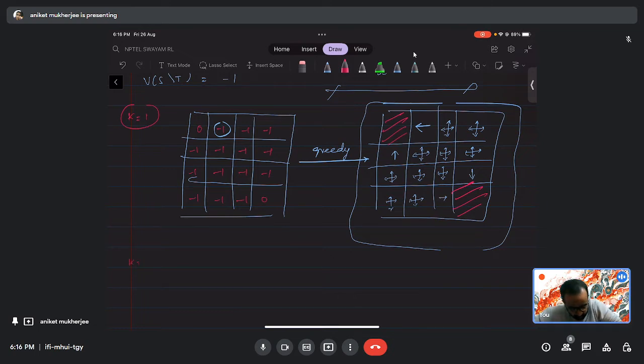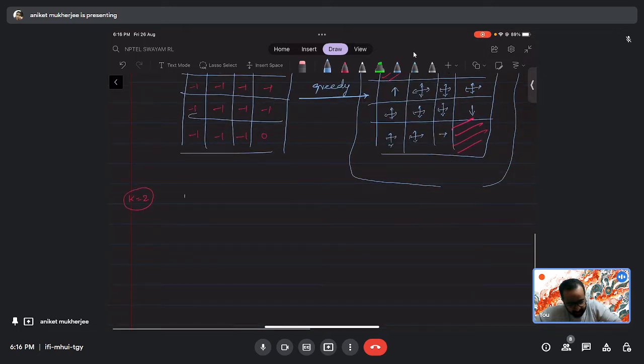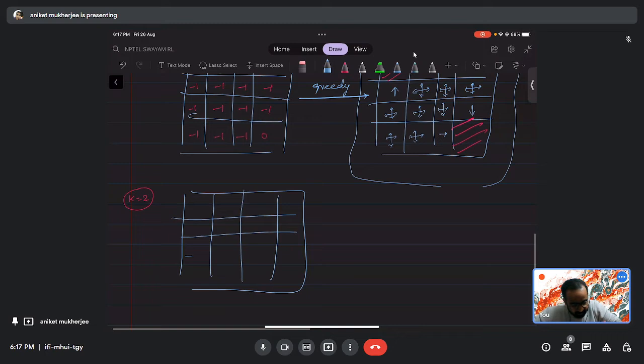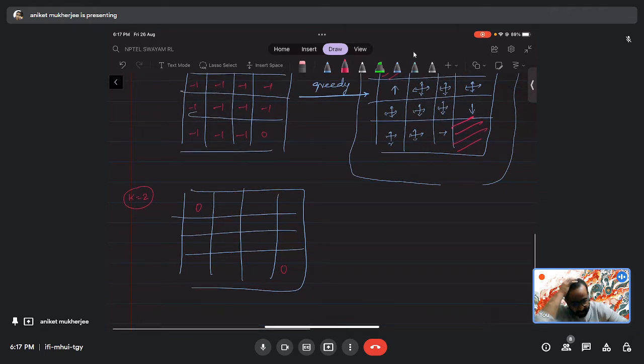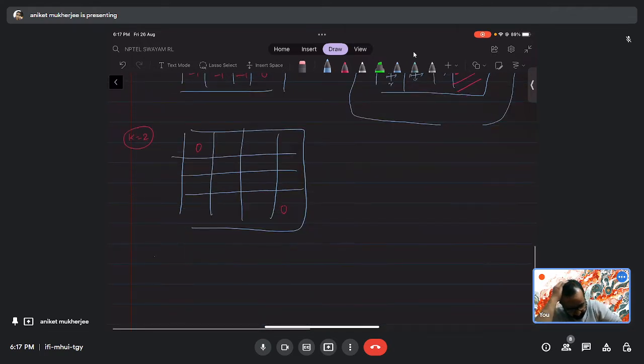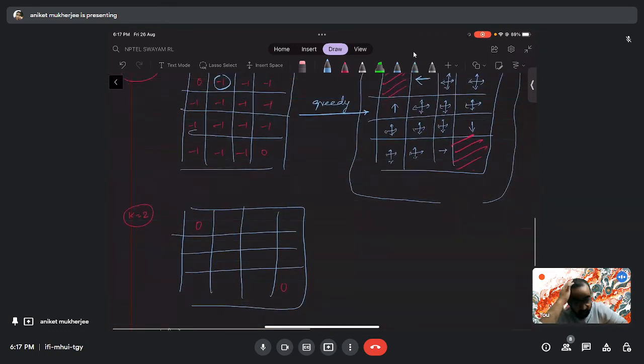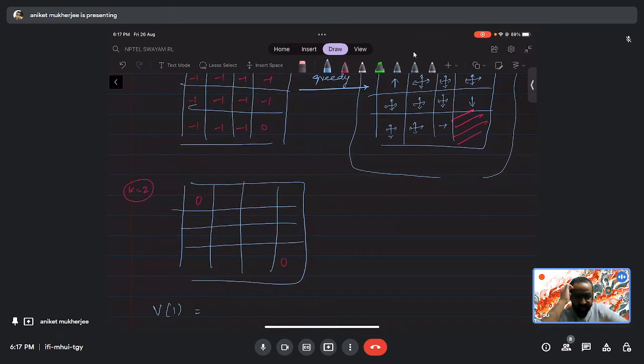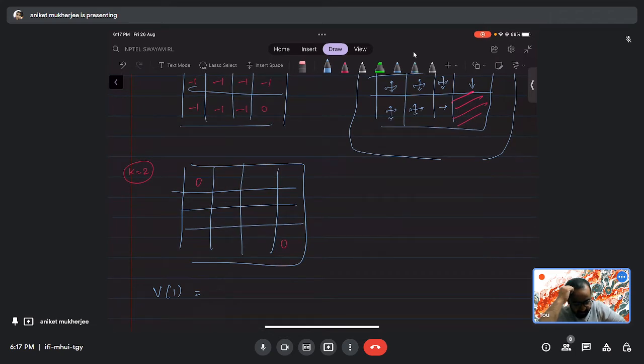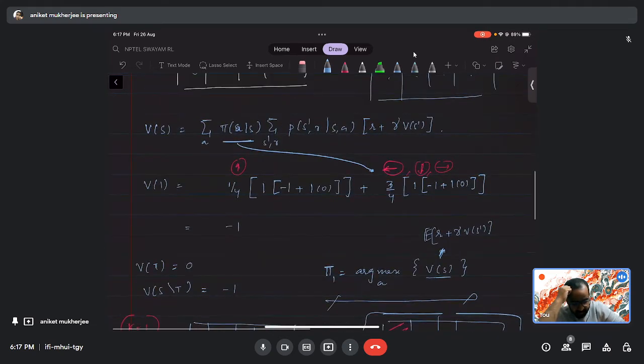So now k equal to 2. Could someone help me out with this k equal to 2? The terminal state is going to be 0. I think everyone is sure of that, right? So both the terminal states are 0. Let's do it for V(s1). -1. No, you need to update it. So you have V1 is equal to the same thing here.